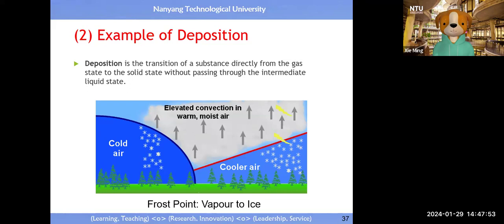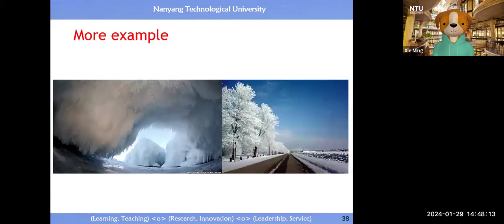And deposition is a phenomenon for a substance to make the transition from gas directly to solid without going through liquid. Normally, gas becomes liquid and becomes solid, right? But for those of you from the northern part of China, you see this kind of phenomenon, right? So this is also evidence of the presence of water vapor in air. Otherwise, you may not see the frost on the surface of trees, etc.